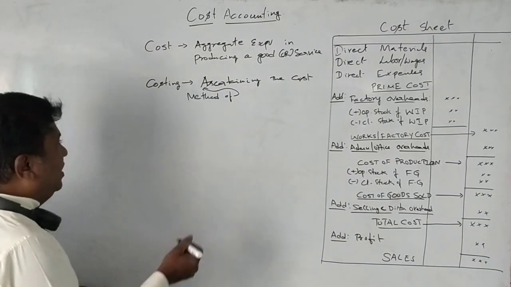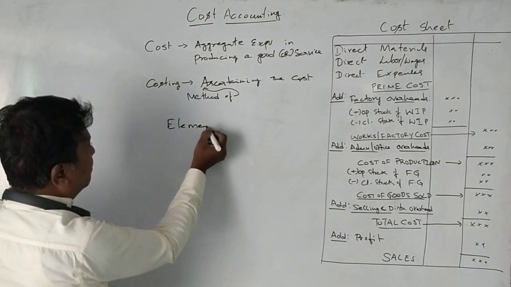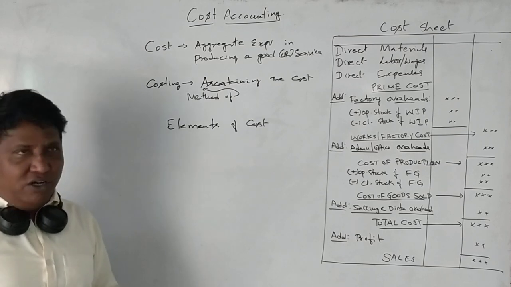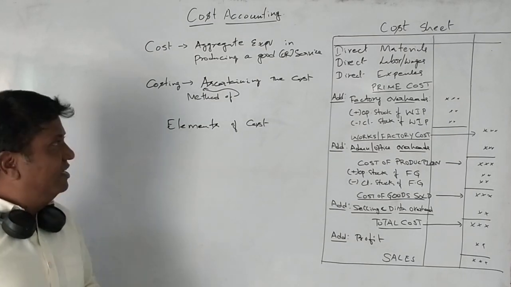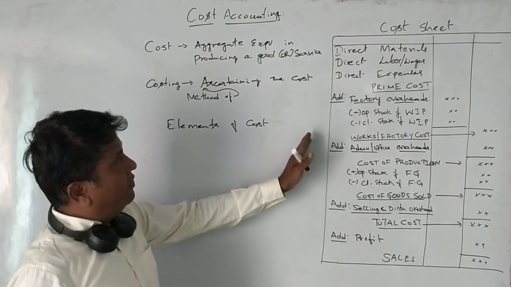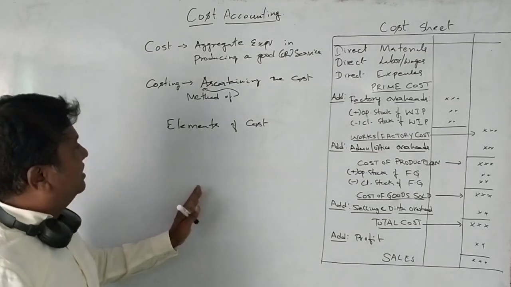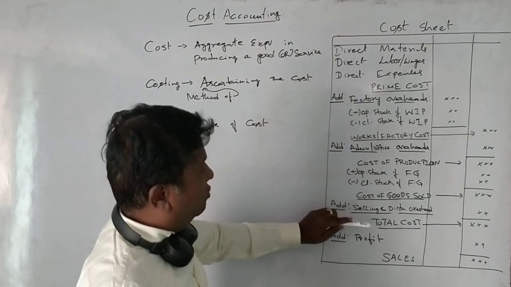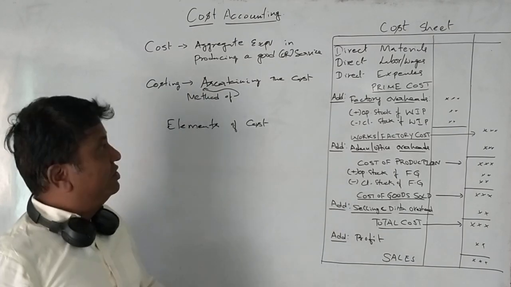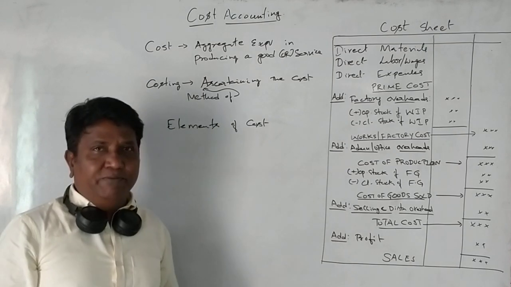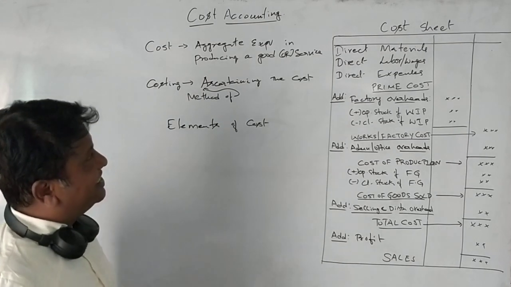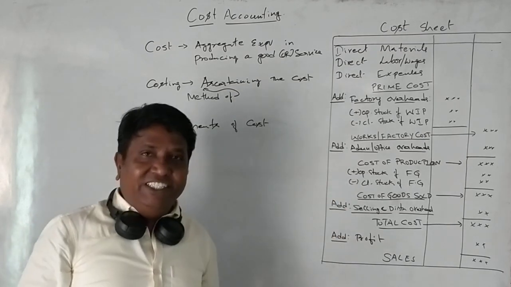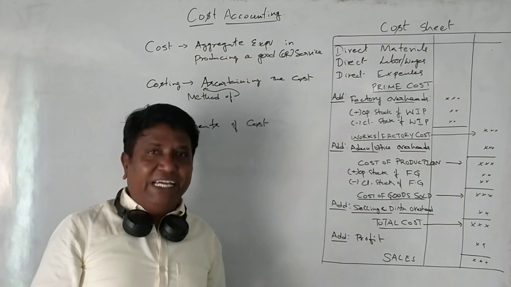Now, let us understand what are the elements of cost, or we also call it the classification of cost. There are various types of costs. If you look at the format on the board, we have a cost sheet. Here, the cost is classified into five parts. First one is prime cost. What is the prime cost? See, cost is nothing but expenses, aggregate expenses. So a cost sheet is nothing but an expense sheet.